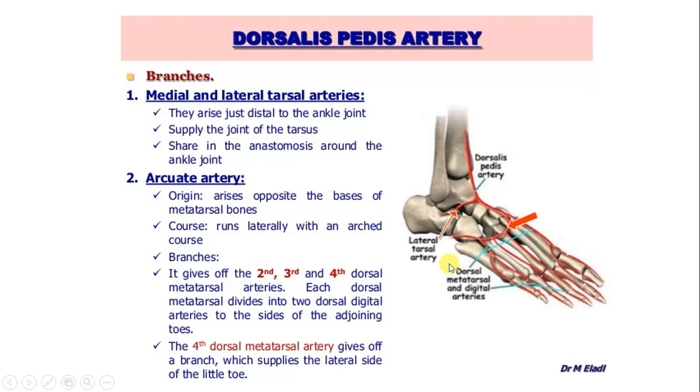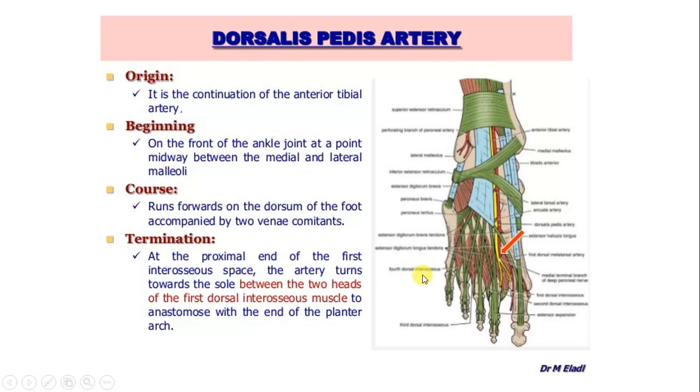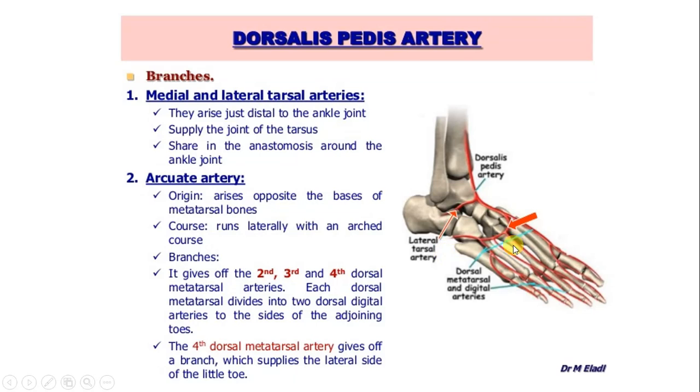So we have seen that the dorsalis pedis artery takes part in the anastomosis of the plantar side by its first branch, where it terminates, and before that it gives off an arcuate artery from which the second, third and fourth dorsal metatarsal arteries originate, and they again divide into two branches.